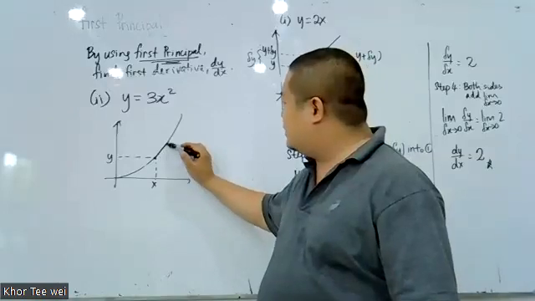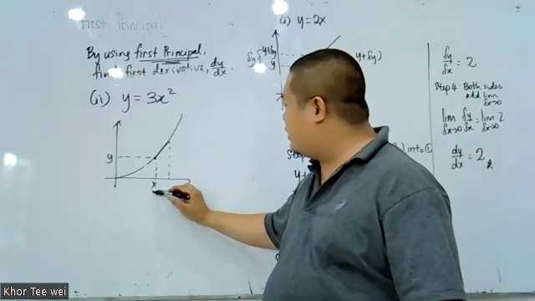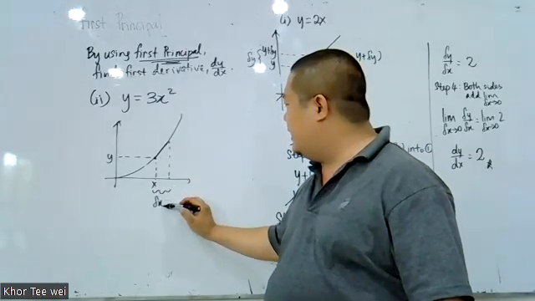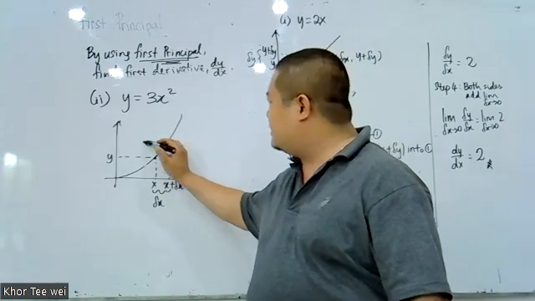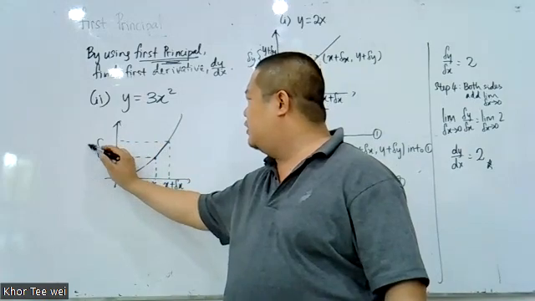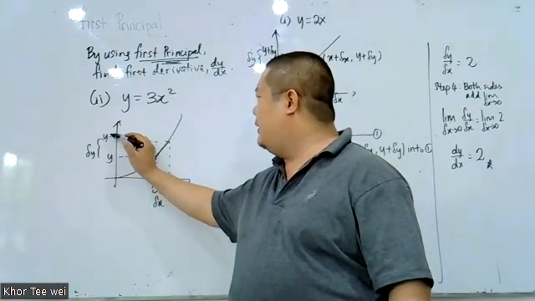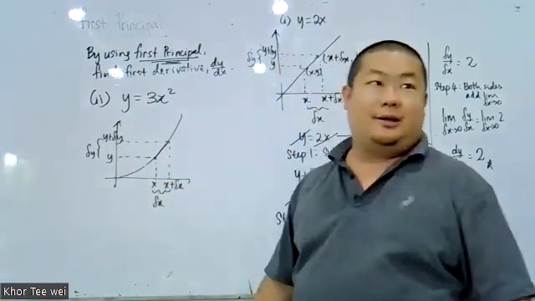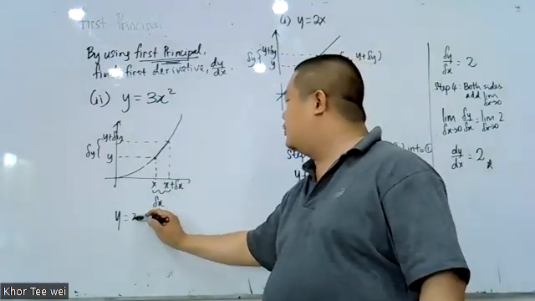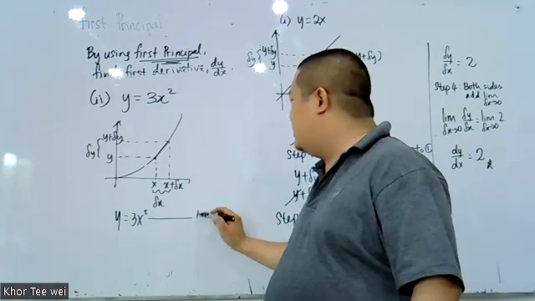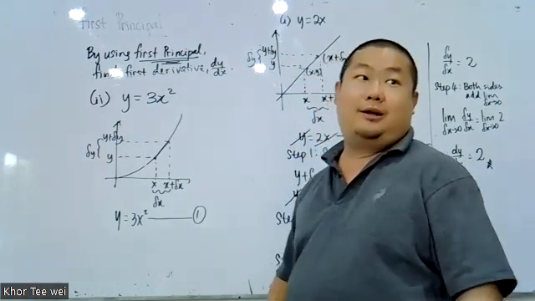I must draw the straight line, and this one I will call a small change in x. So this one will be x plus delta x. And automatically the small change in y will be y plus delta y. This one, y equal to 3x squared, I call equation 1.